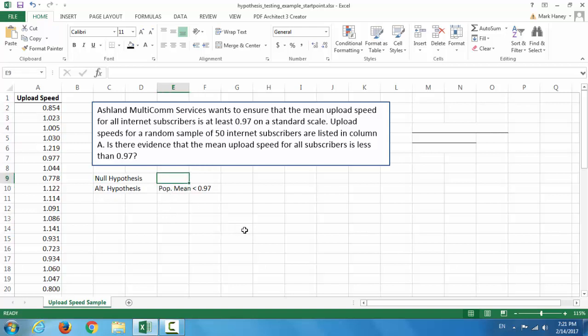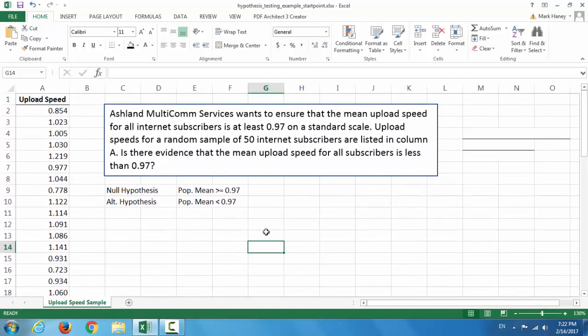Then the null hypothesis has to be the logical opposite of the alternative hypothesis. In other words, when you put them together, they have to cover all the possibilities. So the null hypothesis has to be the population mean is greater than or equal to 0.97. Okay, now we have what we need to start our test.